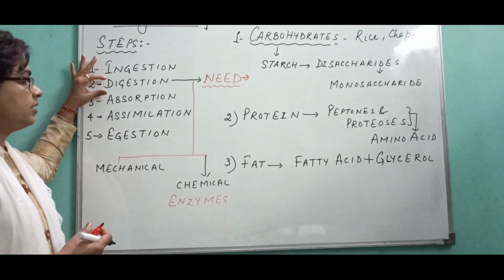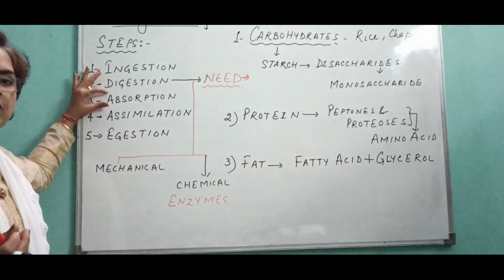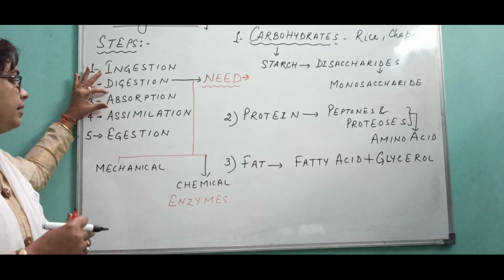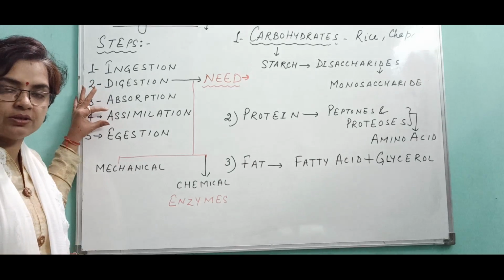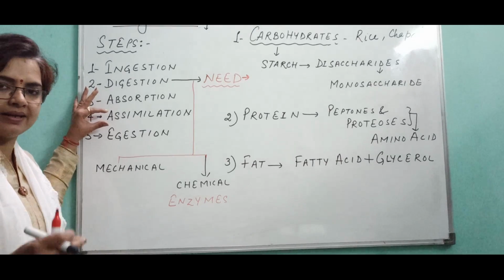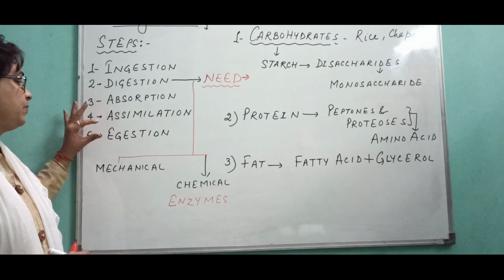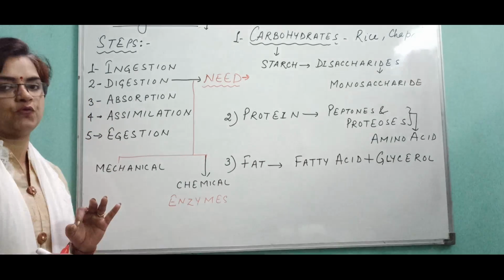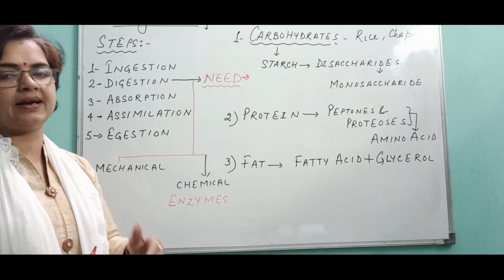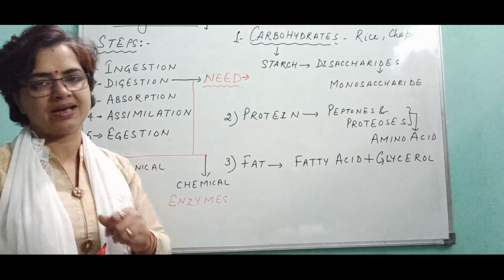We'll take this point further. Next is absorption. That means the food which is digested will be absorbed inside the blood. Next is assimilation, which means the food which is absorbed into the blood or into the lacteal must again reach the cells. Next, egestion: the rest of the food, the undigested food, is ultimately converted into fecal matter, collected in the rectum, and then it comes out through the anus. That is known as egestion.